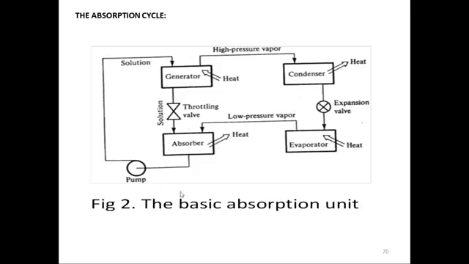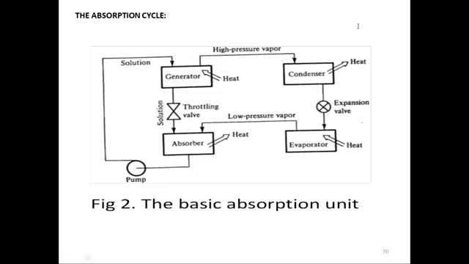So these are the 4 components that we use in the vapor absorption refrigeration cycle. It has a condenser and evaporator, same as we had in the vapor compression cycle, but the compressor has been replaced with an absorber and generator, and also with a pump. So these 3 items are replacing the compressor that we had in a simple vapor compression refrigeration cycle.